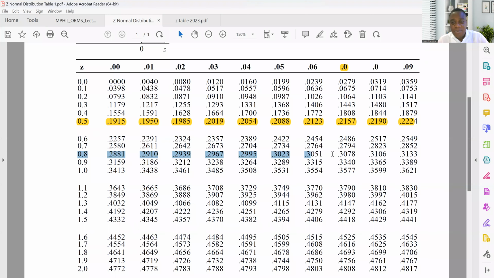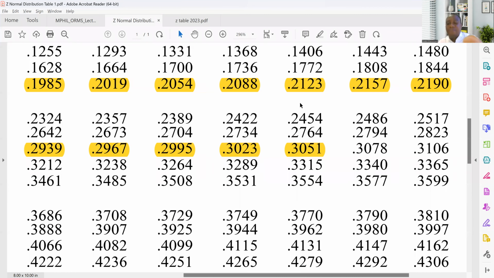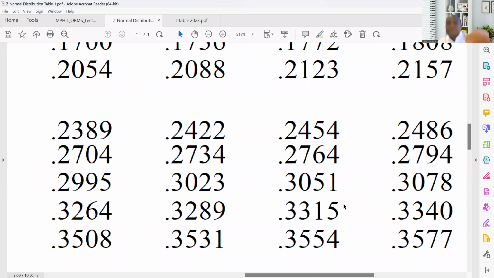This is where we stop. You can see that the stoppage is right here, 0.3015. You can see that value, 0.3015, and that is this value.